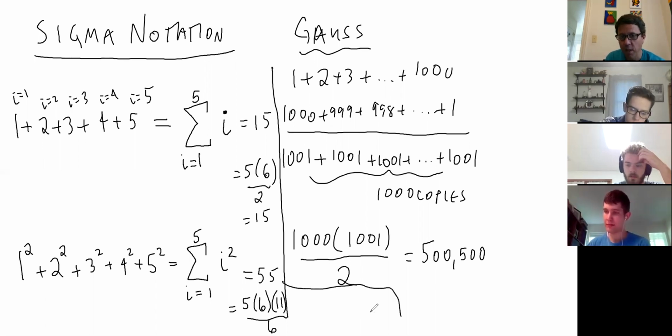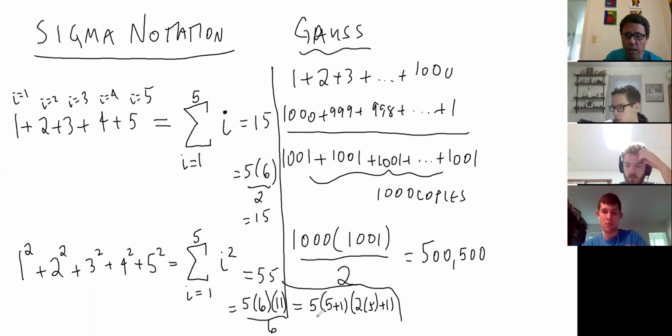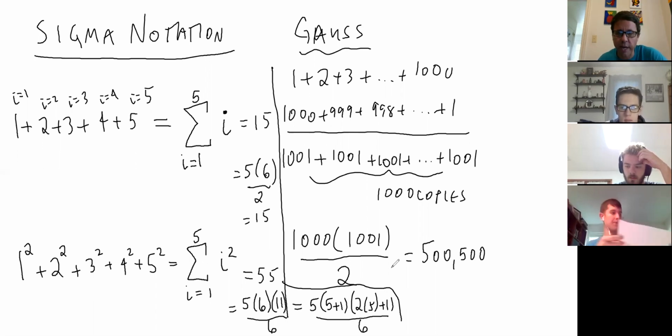The 11 comes from 5, and then 5 plus 1, and then 2 times 5 plus 1, and then divide by 6. So it turns out there's a nice pattern for adding up the squares of numbers. And instead of stopping at 5, I could have stopped at 1,000, just like I did before. It would be 1,000 times 1,001 times 2 times 1,000 plus 1, and then divided by 6. So the 6 stays the same.